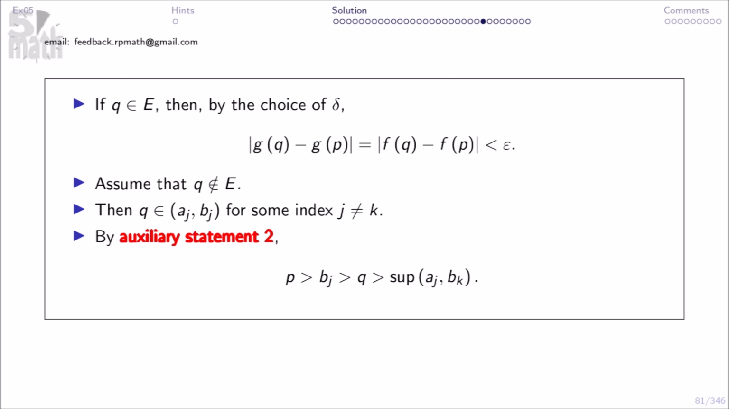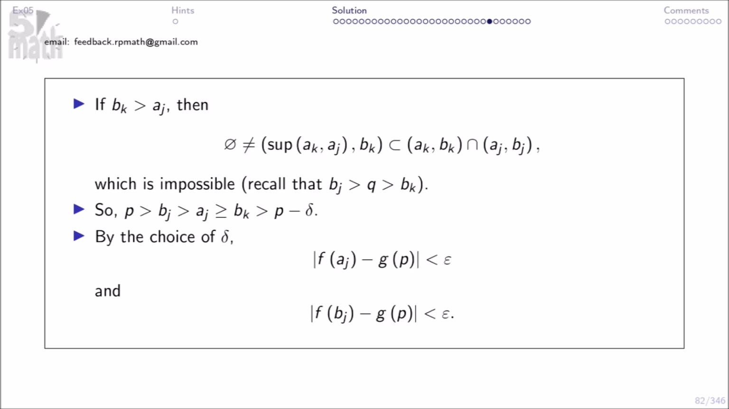If q element of E, then by choice of delta, this. Assume that q not element of E. Then q element of aj to bj exclusive for some index j not equal to k. By auxiliary statement 2, this. If bk greater than aj, then this, which is impossible. We'll call that bj greater than q greater than bk. So, this, by the choice of delta, this and that.